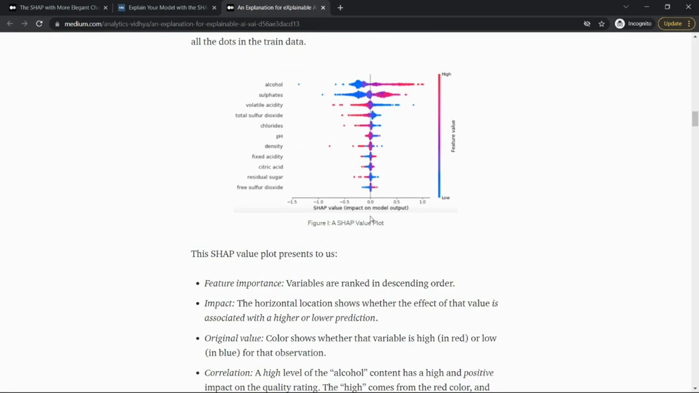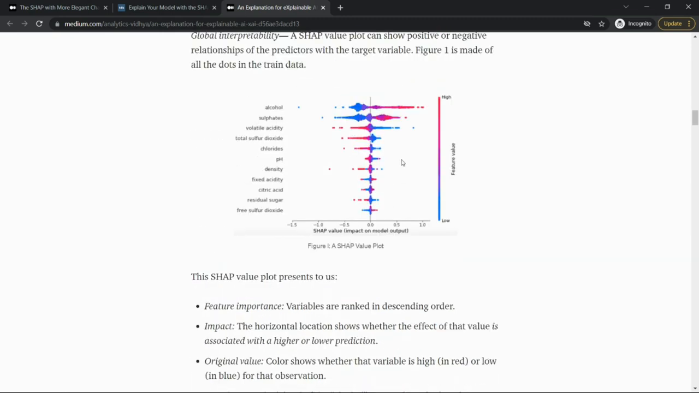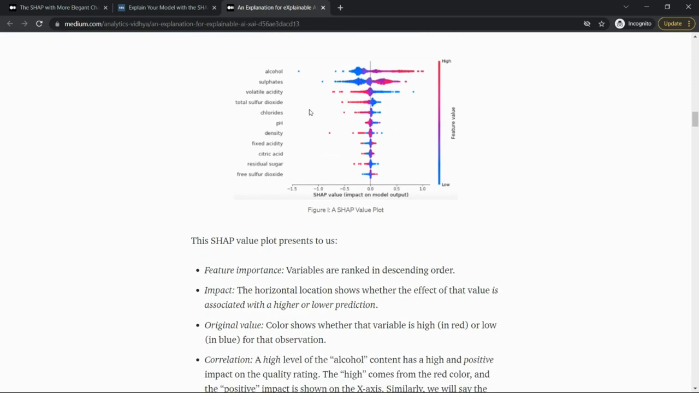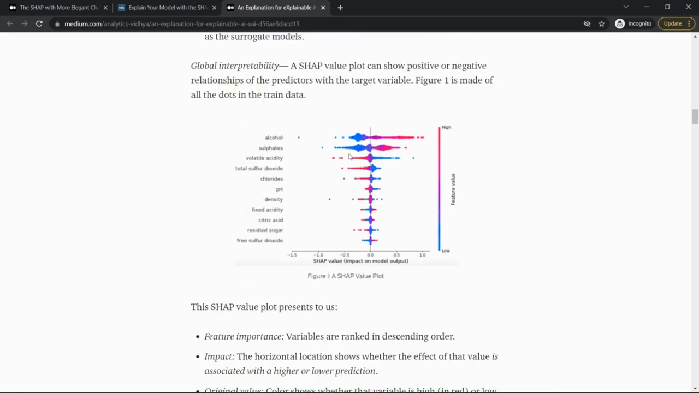That is this location on the horizontal axis. And the original value, the color, shows whether the variable is high or low for that observation. So if it is red, the variable is high, and blue means the variable is low.